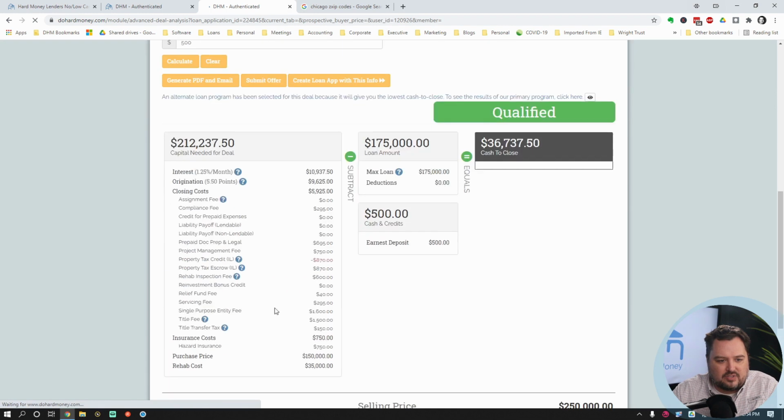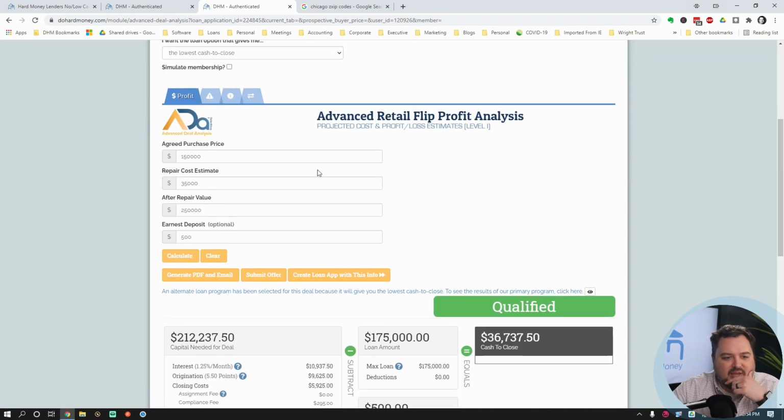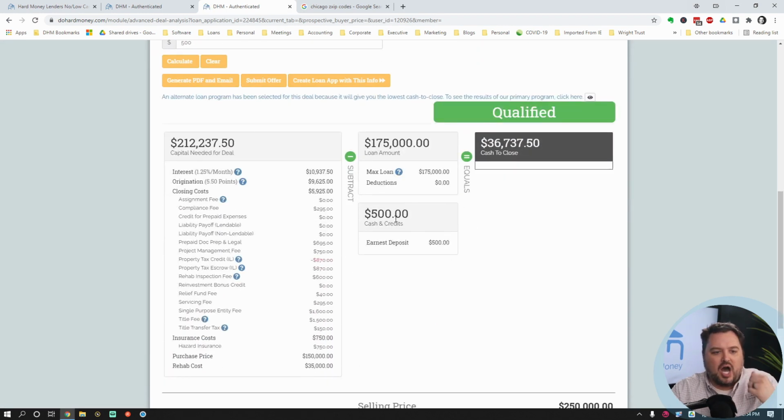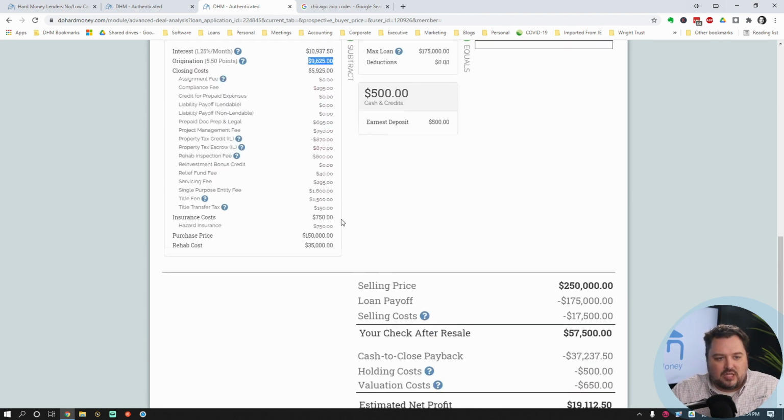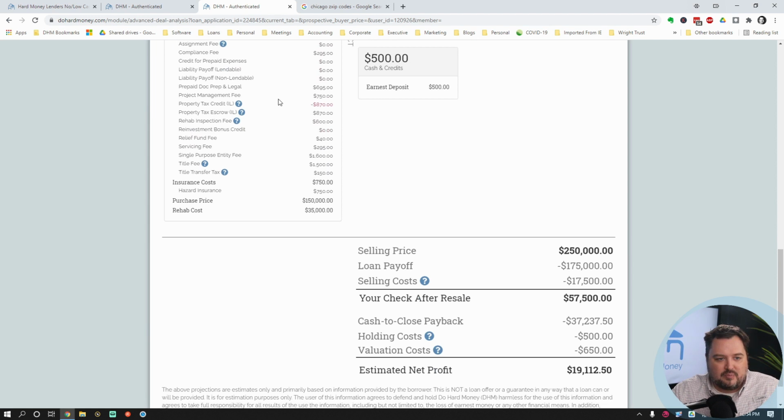Let's see here. So here we go. This is basically what we're looking at. These are costs that people don't think about. So you're going to have interest for however long that loan is out. The other thing you're going to have is an origination fee, typically coming from a lender. There's a lot of costs here that people just don't think about. So a compliance fee, a project manager fee, you may have something like that. There may be a tax credit that you may be getting, and then you'll have to be paying that taxes.